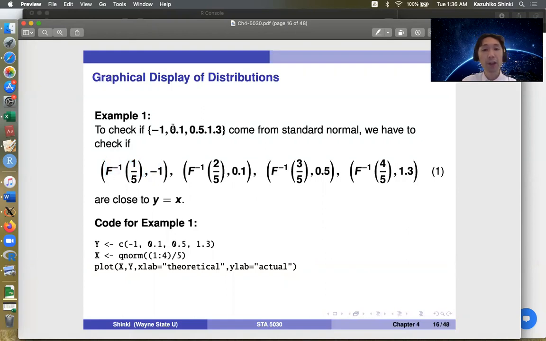So if the original 4 observations follow distribution F, then these points are almost on the straight line y equals x. If they are almost on y equals x, we can say these random numbers can come from the distribution F. If it's much different, then that is evidence against the hypothesis that the observations follow distribution F.